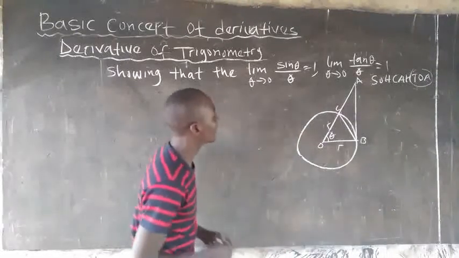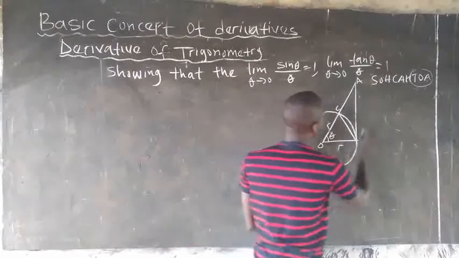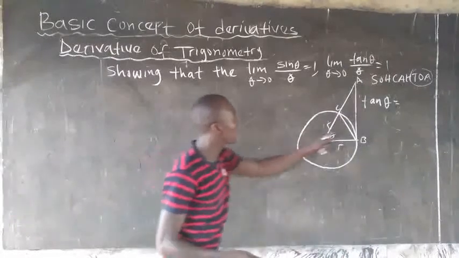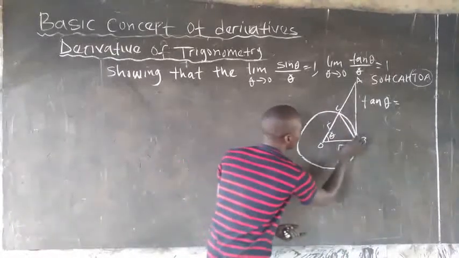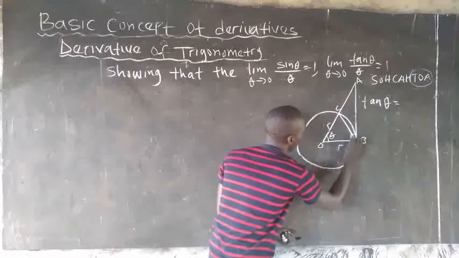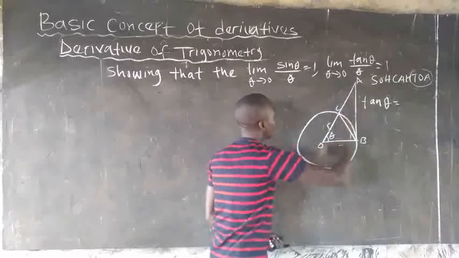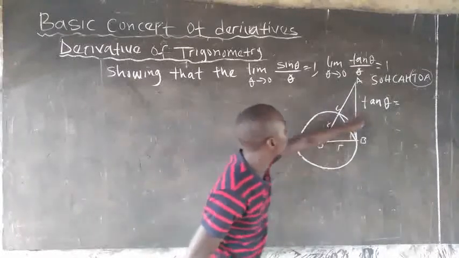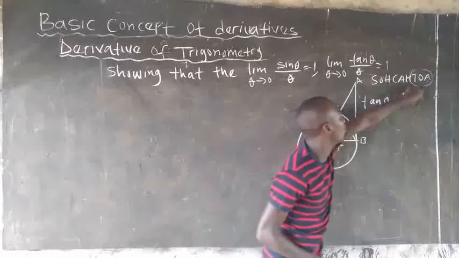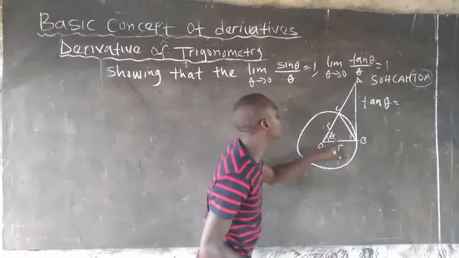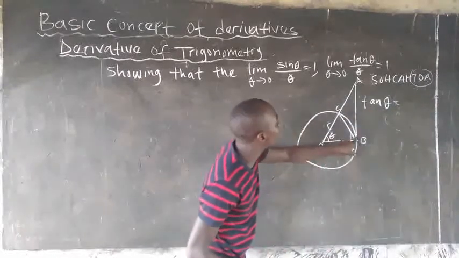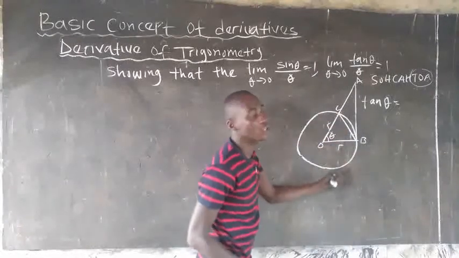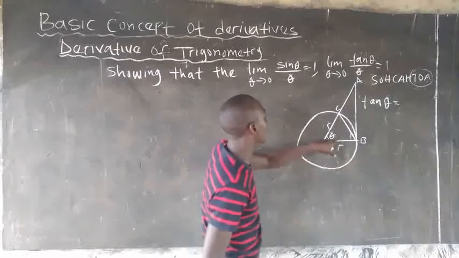Here, if we have to consider tan theta, tan theta is opposite over adjacent. Don't forget that this place will be represented as angle 90, and this place will be the hypotenuse, the longest line. So here we are going to consider tan theta. Tan theta is opposite over adjacent. Anywhere this angle is facing is the opposite, while anywhere this angle 90 is facing is the hypotenuse, while the last place will be the adjacent.